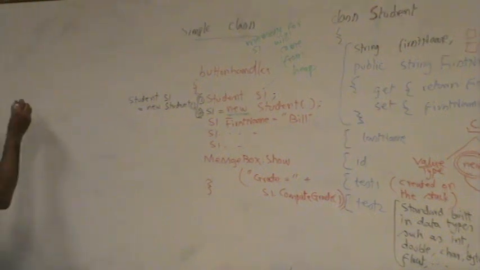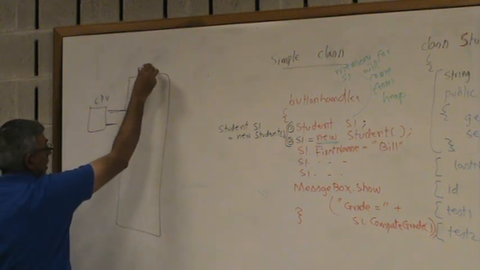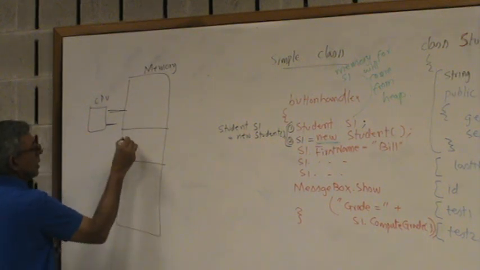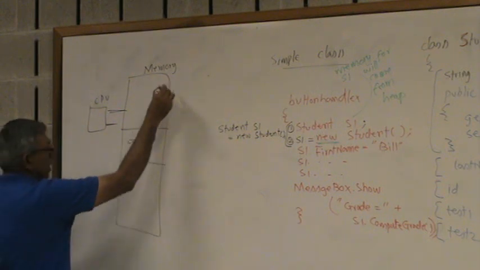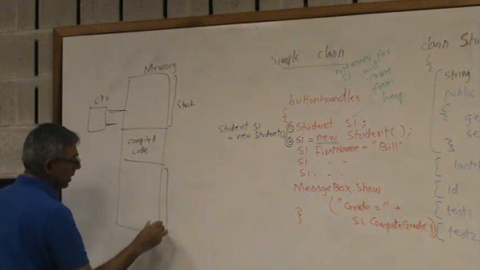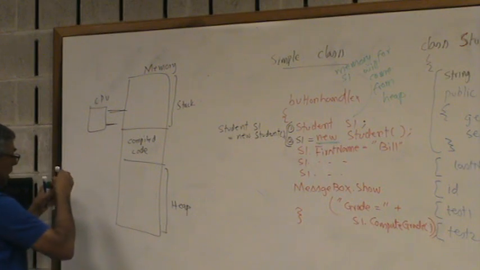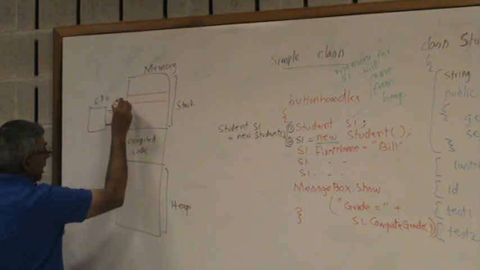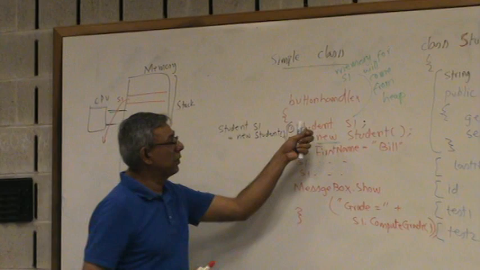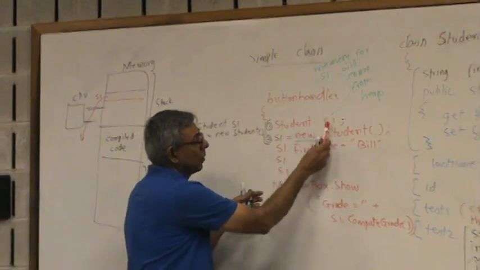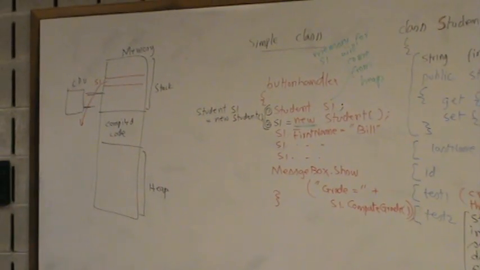Okay, see if I draw the CPU. Suppose this is the memory. Okay, this is the compiled code. Remember the compiled code gets loaded into the memory? Then let's pretend this is the stack area. Let's pretend this is the heap area. Okay, now let's go. Student S1. So we call this S1 a reference. So S1 will get created on the stack, because if you take a look over here at the first statement, there is no new keyword. So think of S1 like a pointer, and that's what we call a reference, and that gets created on the stack.